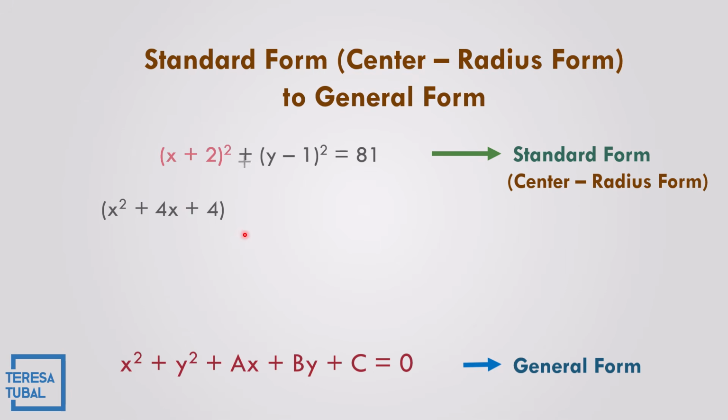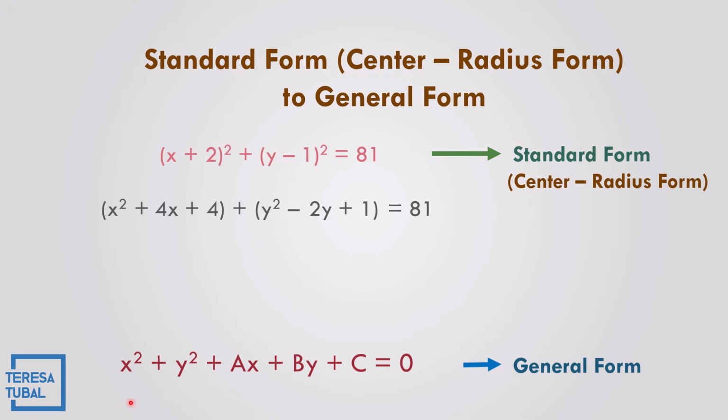And then plus, let us distribute the quantity y minus 1 squared. So that becomes y times y is y squared. 2 times y is 2y times negative 1 is negative 2y. Negative 1 times negative 1 is equal to positive 1, and then copy equals 81.